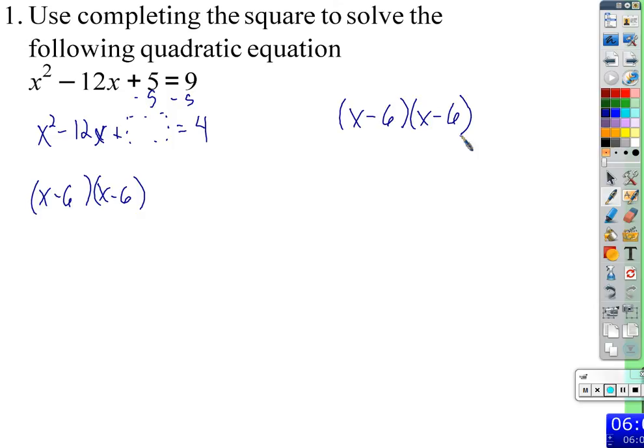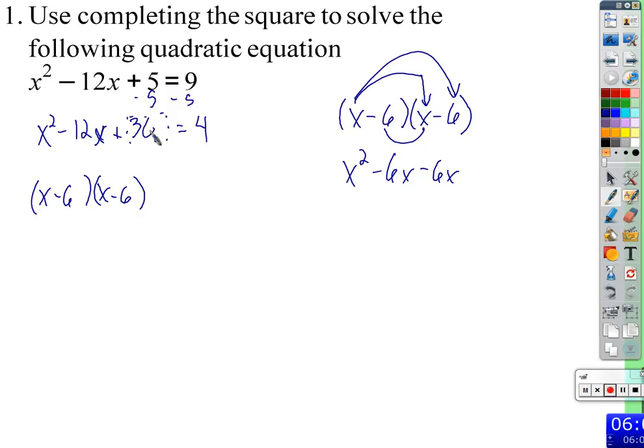The other thing is, of course, these have to be identical. That's the whole idea. So when we multiply this out, we get x squared and minus 6x. That's exactly what we wanted to get, the 12x. So when we fully multiply these out together, what number does that mean we need to have here? What needs to go right there?